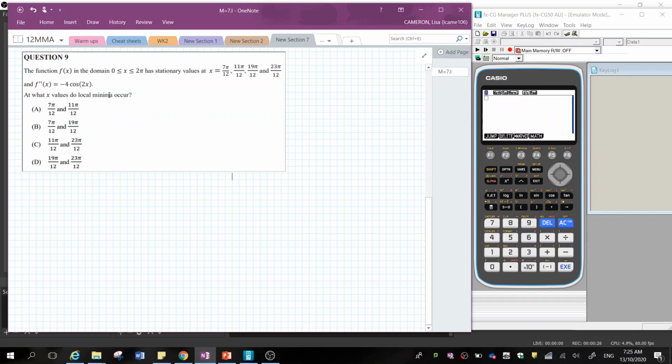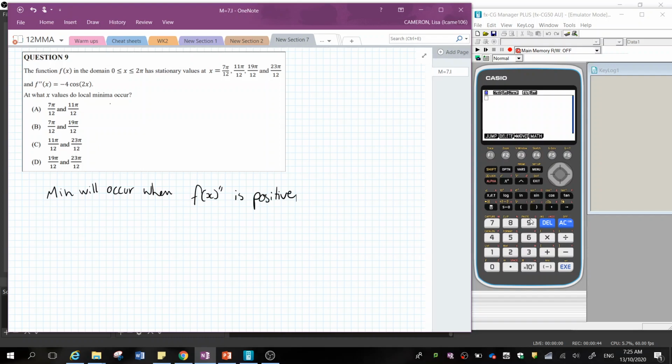Or you can use the fact that the minimum will occur when the second derivative is positive.